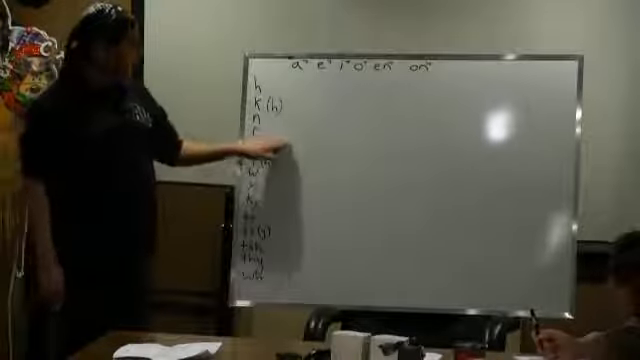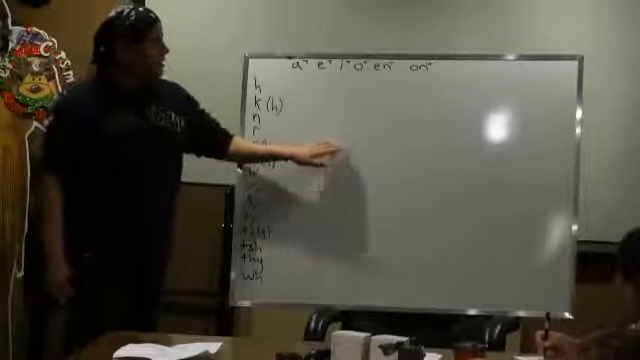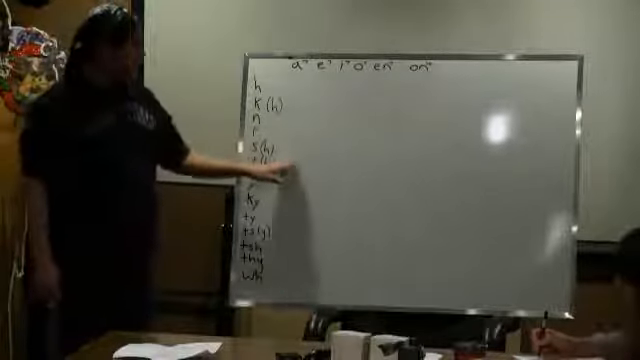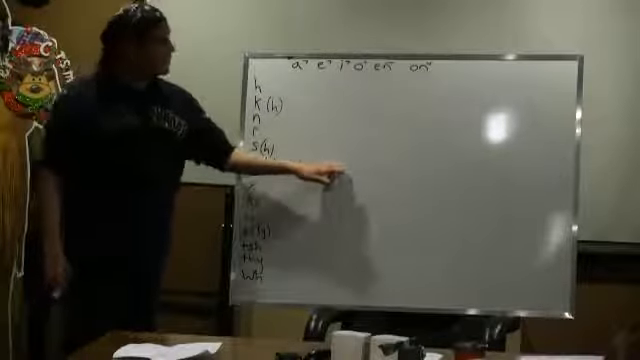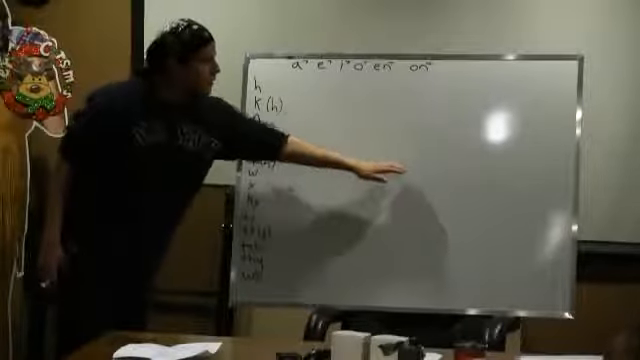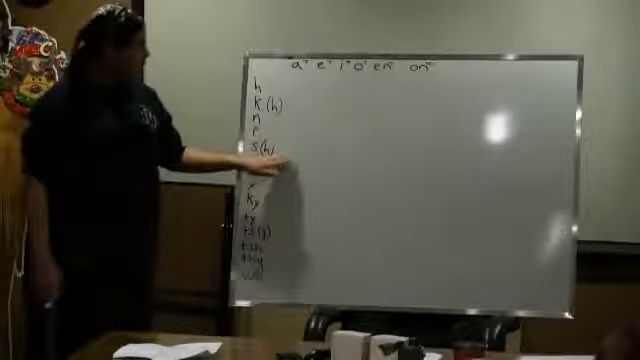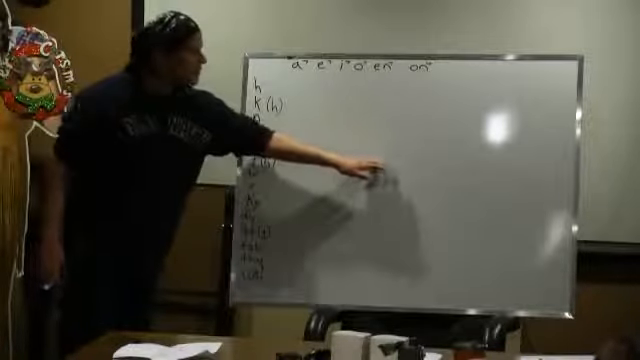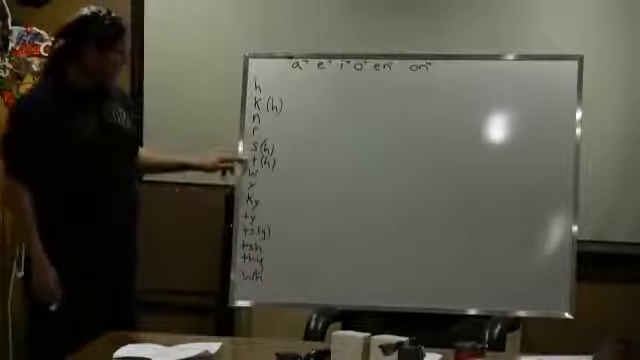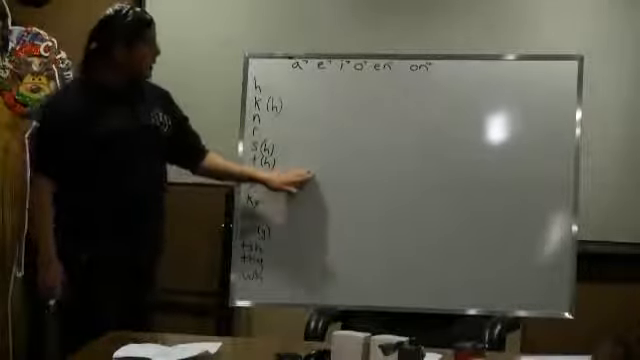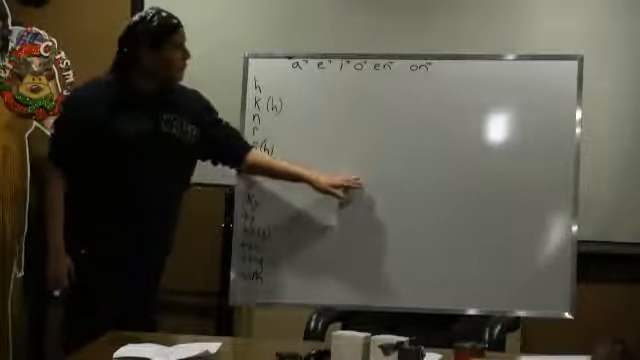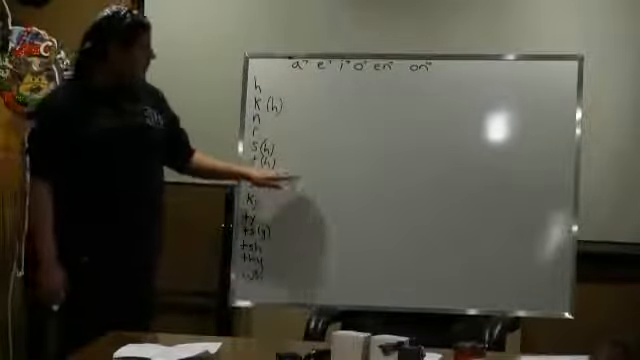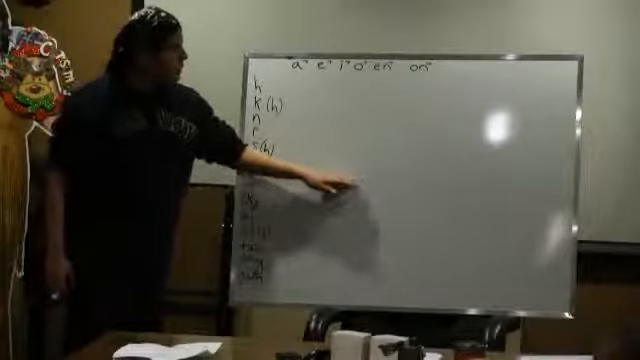With an R: ra, re, ri, ro, ru. With an S: za, ze, zi, zo, zan, zun. S-H: sa, se, si, so, son, soon. T: da, de, di, do, don, dun. T-H: ta, te, ti, to.